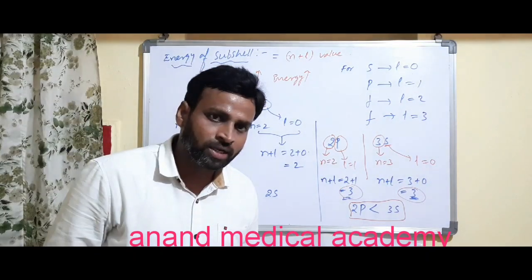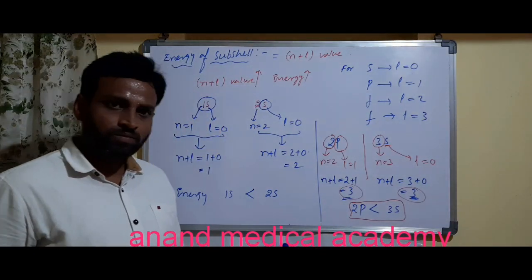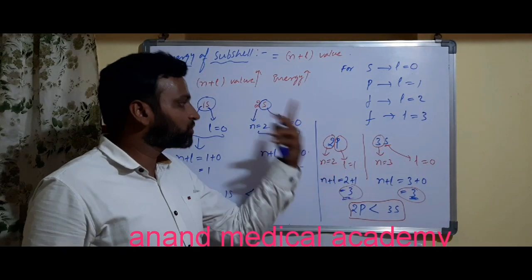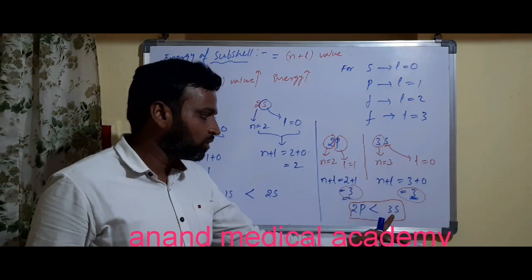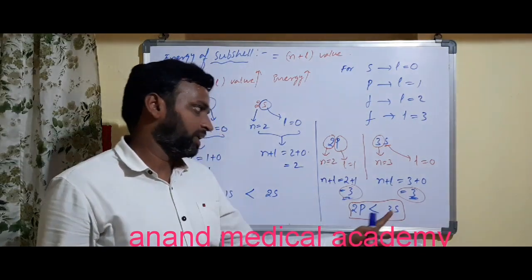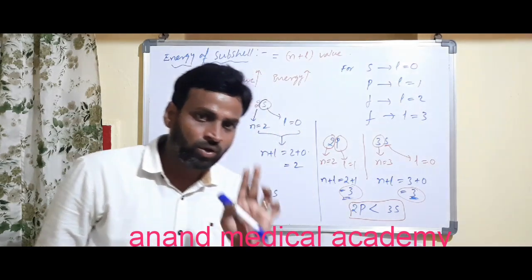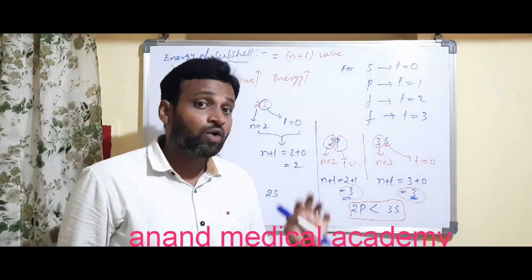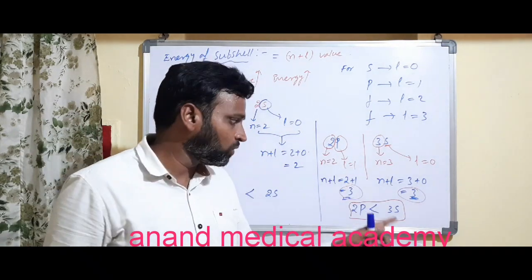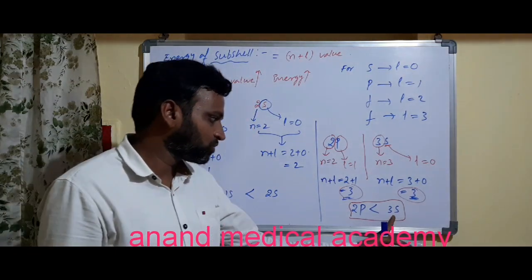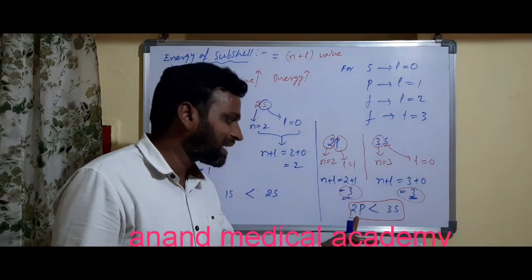Why does 3s have more energy? Because its n value is 3, and here the n value is 2. Here is the higher n value, so 3s has more energy. It's very simple. If two subshells have the same n plus L value, then you have to consider which has the larger n value, and that has more energy. Because it belongs to the third shell, that's it. It belongs to the second shell.